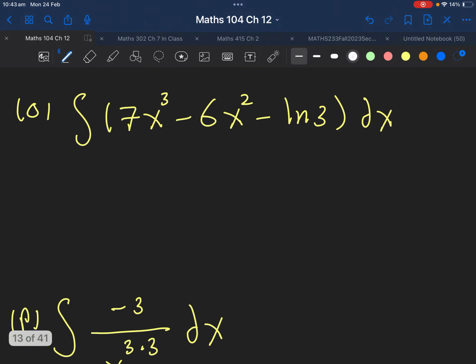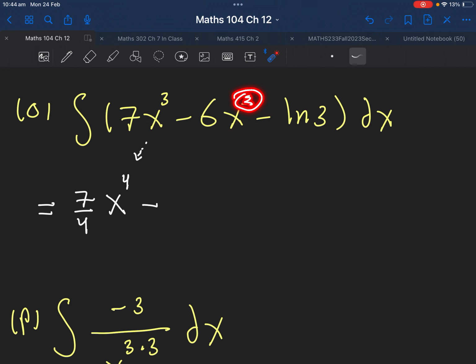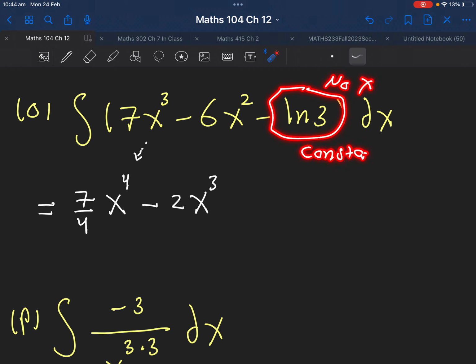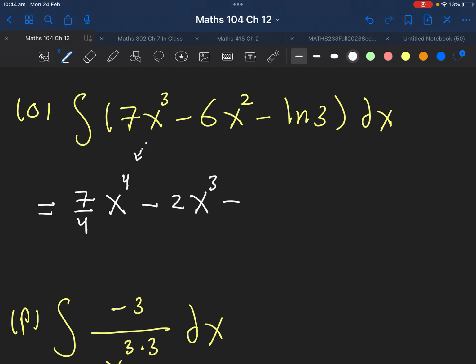A couple of questions. Now I will do them very quickly here. Here I have x power 4 because x^3 becomes x power 4, and then I divide by 4. Minus x squared will become x^3, and I will divide by 3. 6 divided by 3 is just 2x^3. Now, this one has no x, so I will deal with it as a constant. So the answer will be just ln 3 times x plus c.